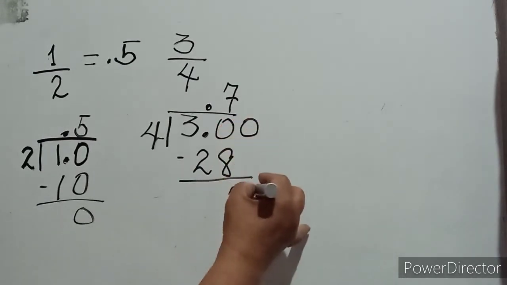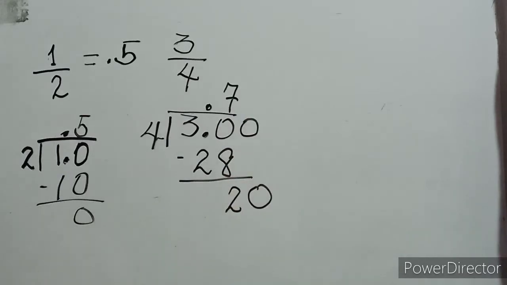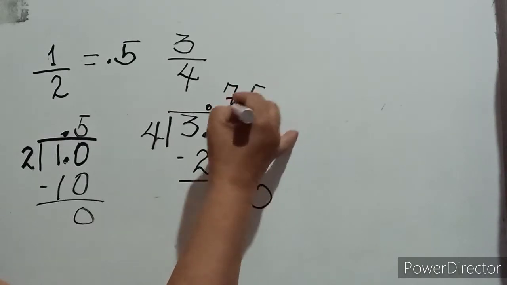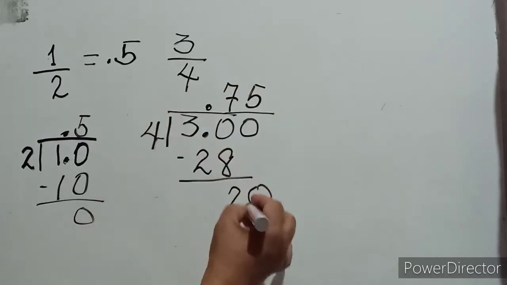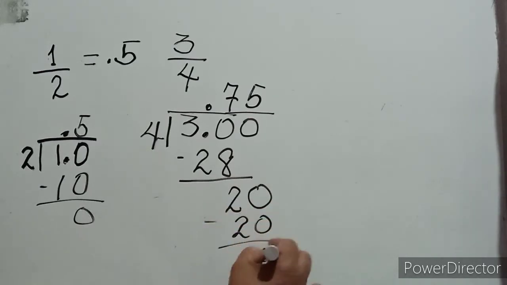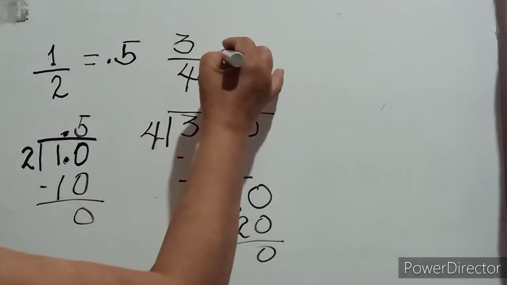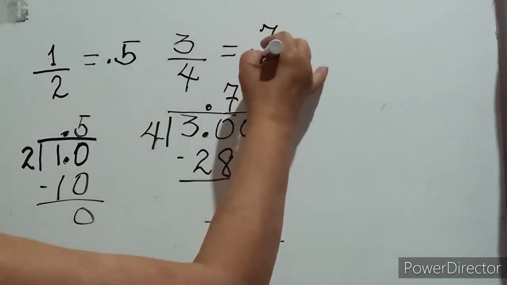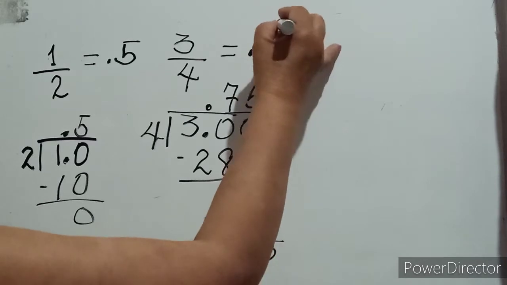You are again to add another 0. So 20 divided by 4 will give you 5. 5 times 4 is equal to 20. You subtract, it's equal to 0. Again, what does that mean? That 3/4 is equal to 0.75.